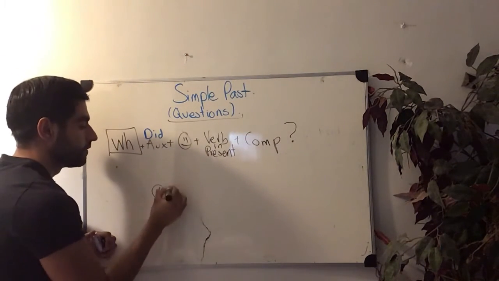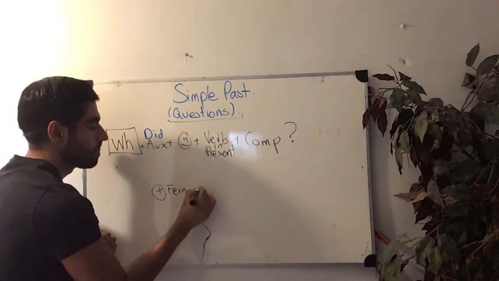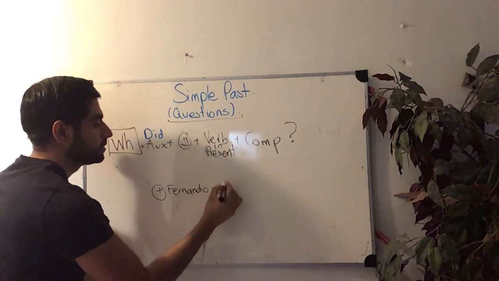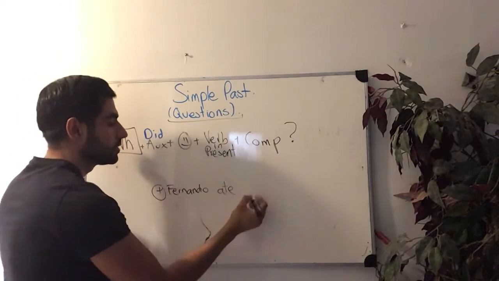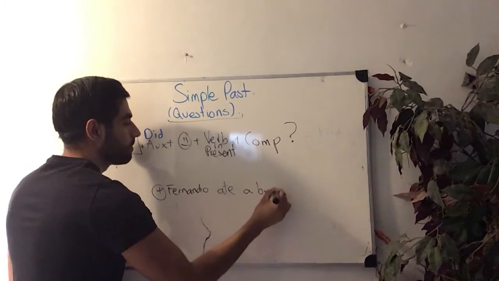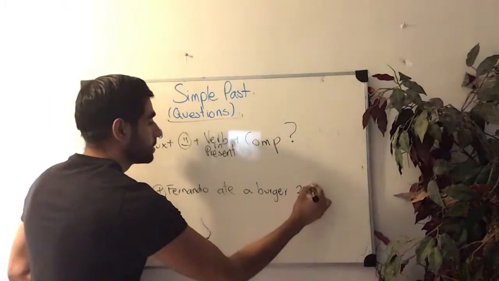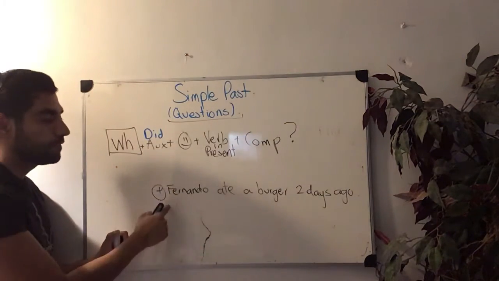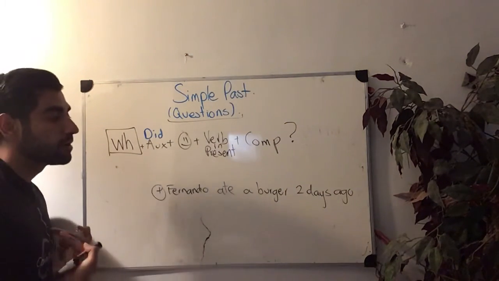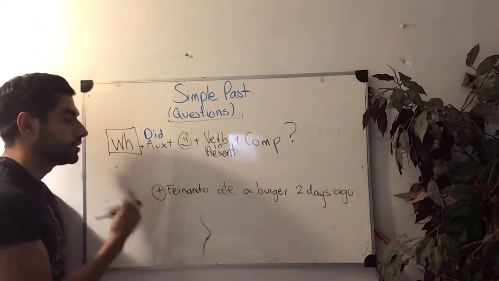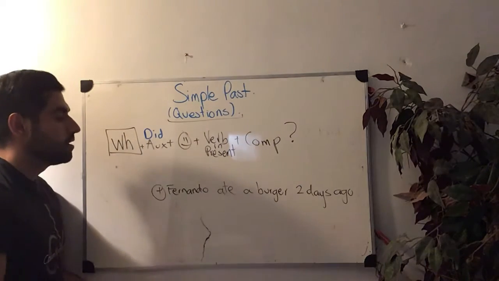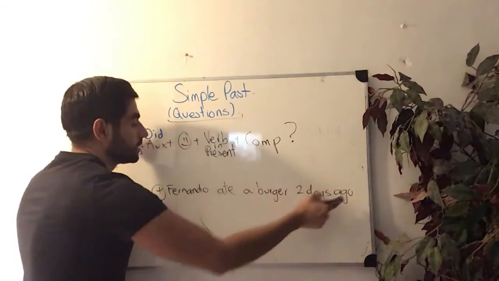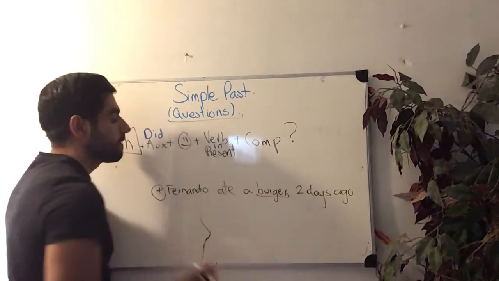Here we have a sentence. Fernando ate a burger 2 days ago. Same example. Un ejemplo para que vayan entendiendo bien. It's affirmation, so we use the verb in past. If I want to make a question with that answer, si yo quiero hacer una pregunta con esa respuesta, puedo utilizar el complemento que tengo ahí. Over here, we have a time and a specific time, and actually we have a specific thing.